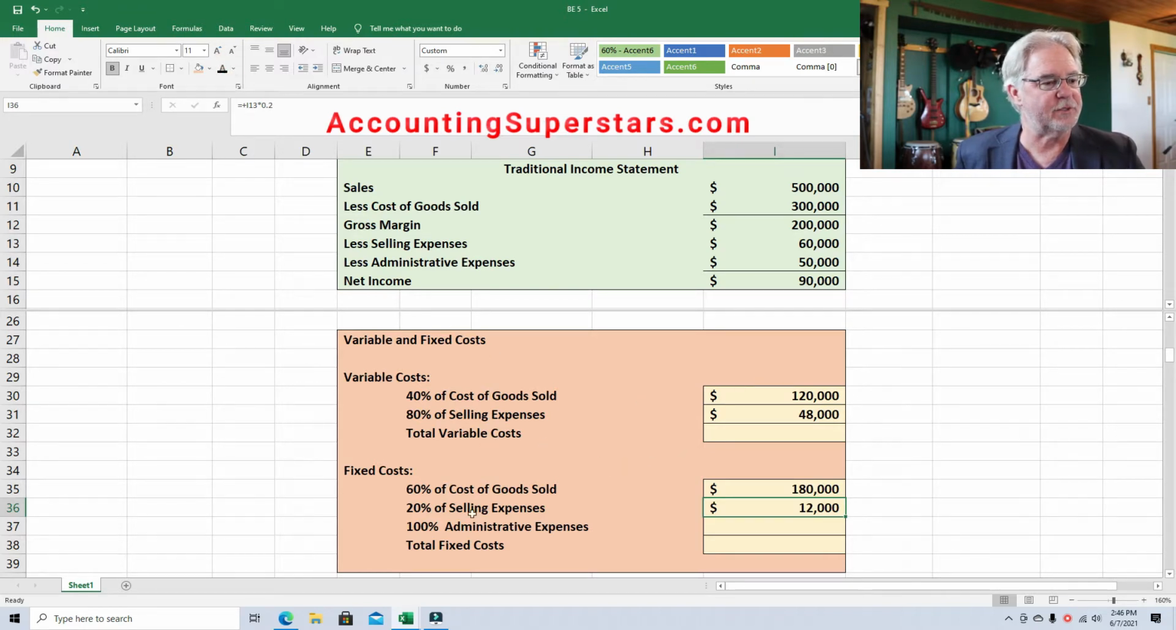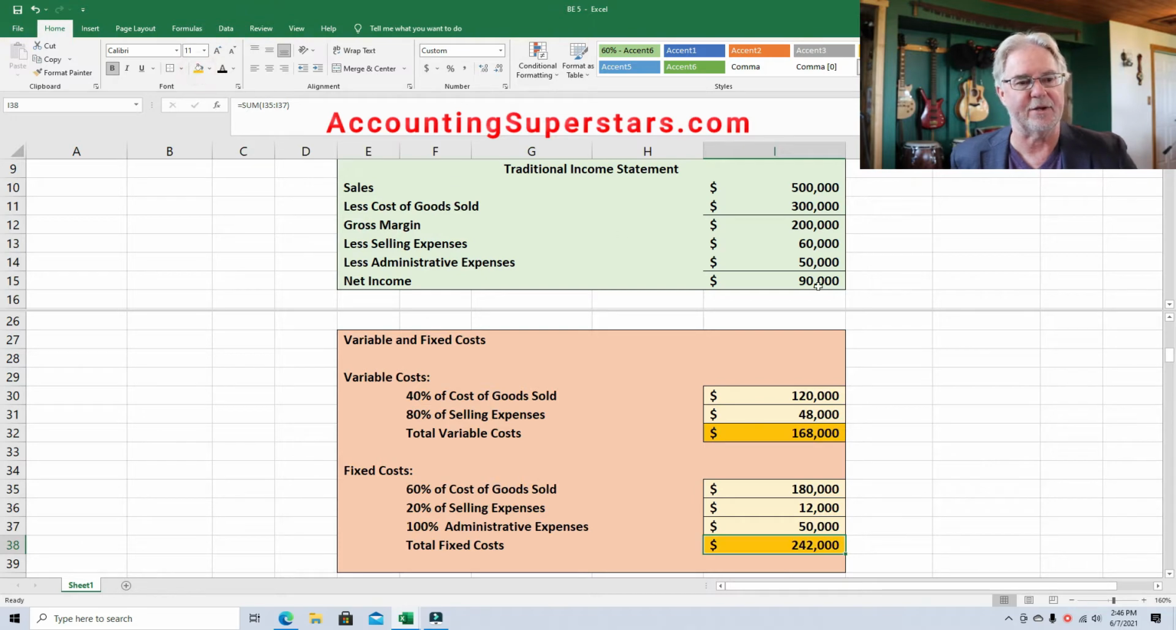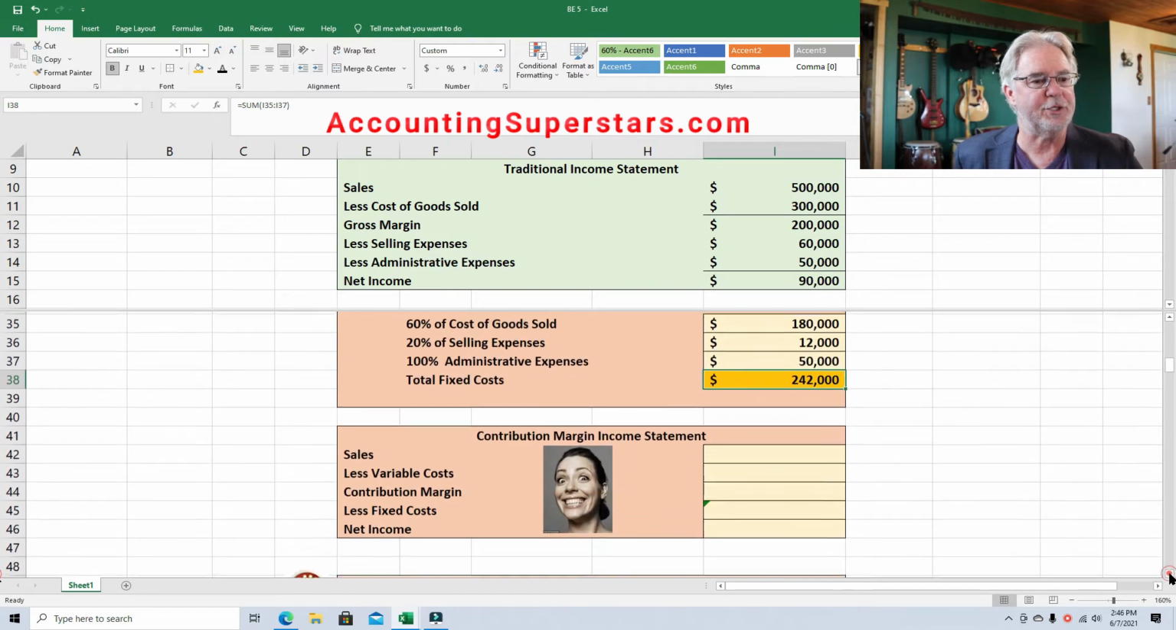Now coming down here, folks, 100% of the administrative expenses are fixed. So administrative expenses are $50,000. We'll put it right down here. So all we need to do now is get grand totals. The total variable costs are $168,000. I'm going to highlight that in a different color, just so it stands out a bit. And for our total fixed costs, all we're going to do is add up this column and we get $242,000, and I'll highlight that also.